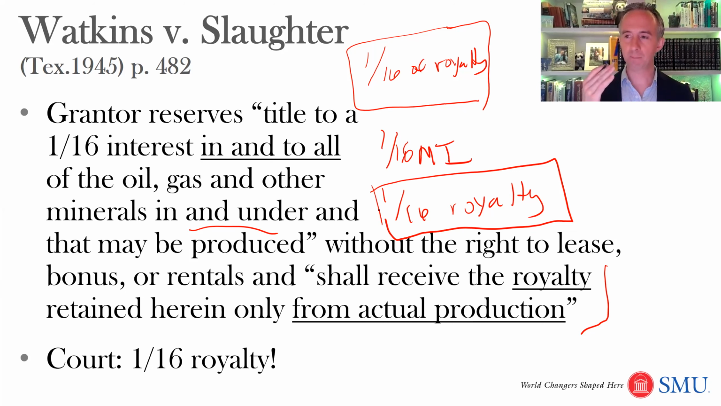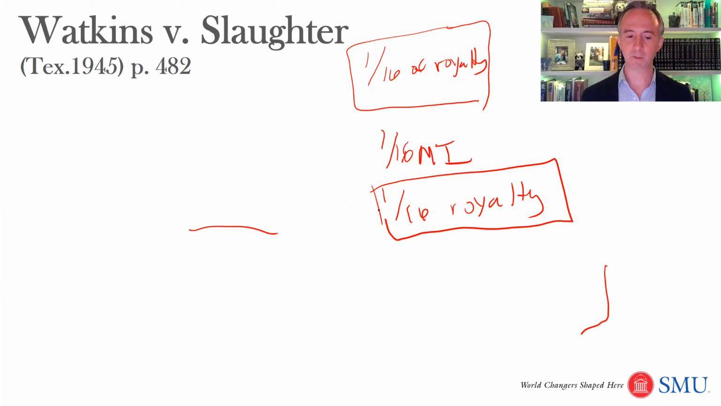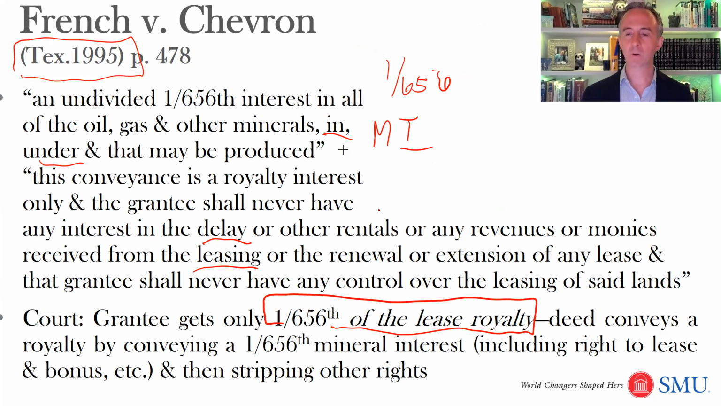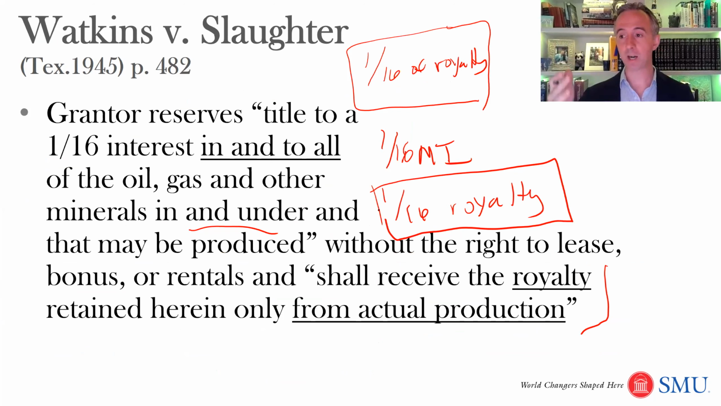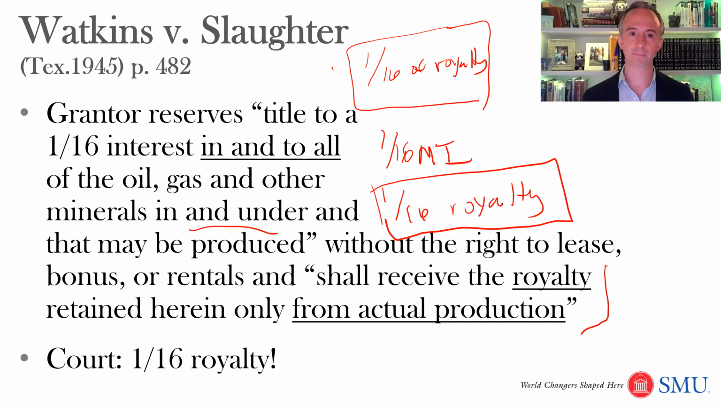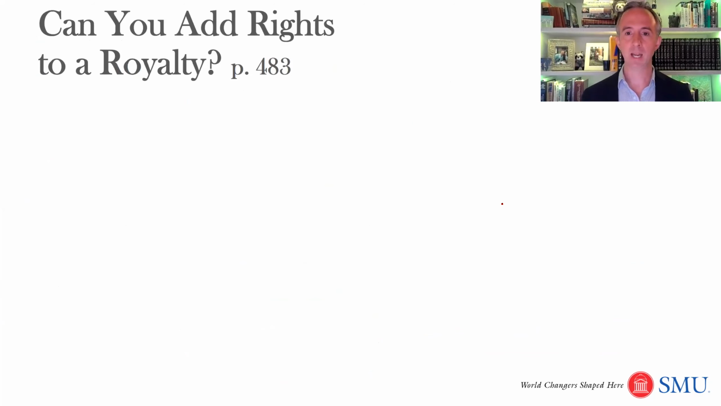So in both these cases, if we go back to French versus Chevron, the court says basically a royalty was created. But in French versus Chevron, it's a small royalty, just 1/656 of the lease royalty. That's like as in, if we went in Watkins versus Slaughter and just said, oh, you only get 1/16 of the royalty. But in Watkins versus Slaughter, it says, okay, no, you actually get this bigger share, 1/16 of all production. Okay, there's another case in your book that the court has done that more recently.